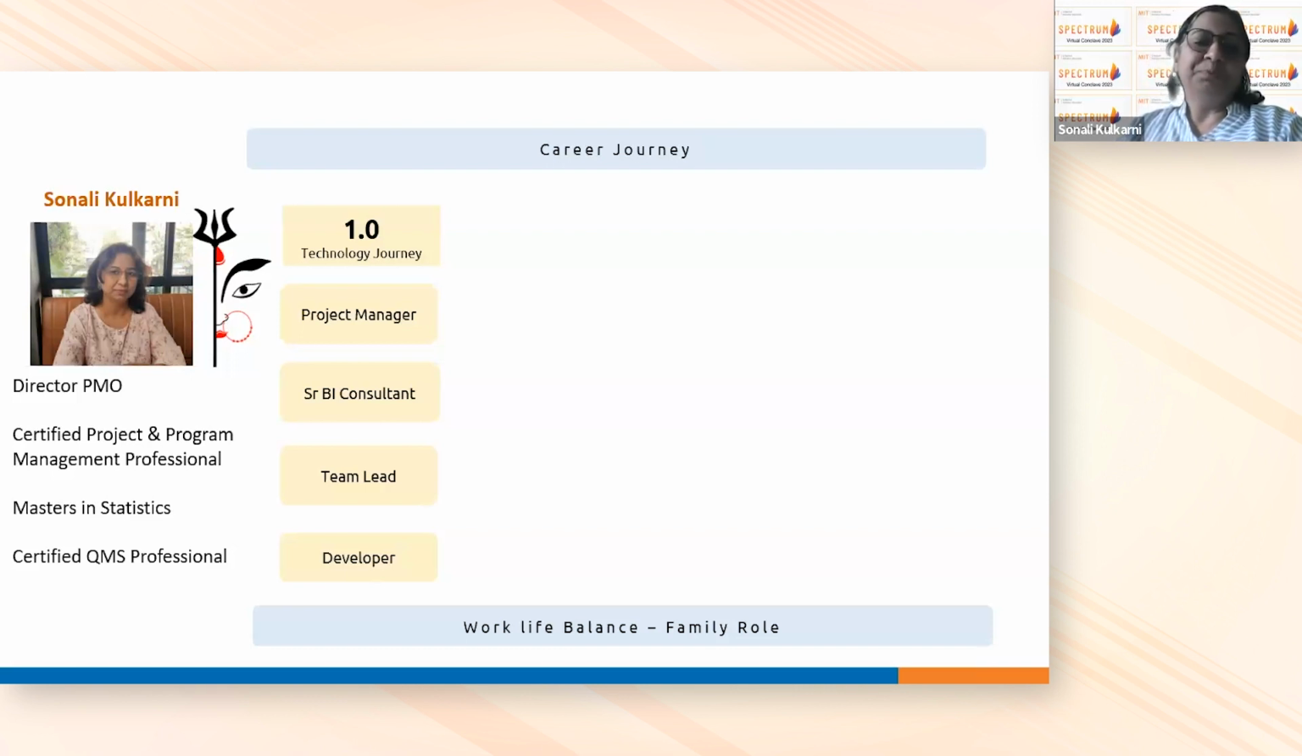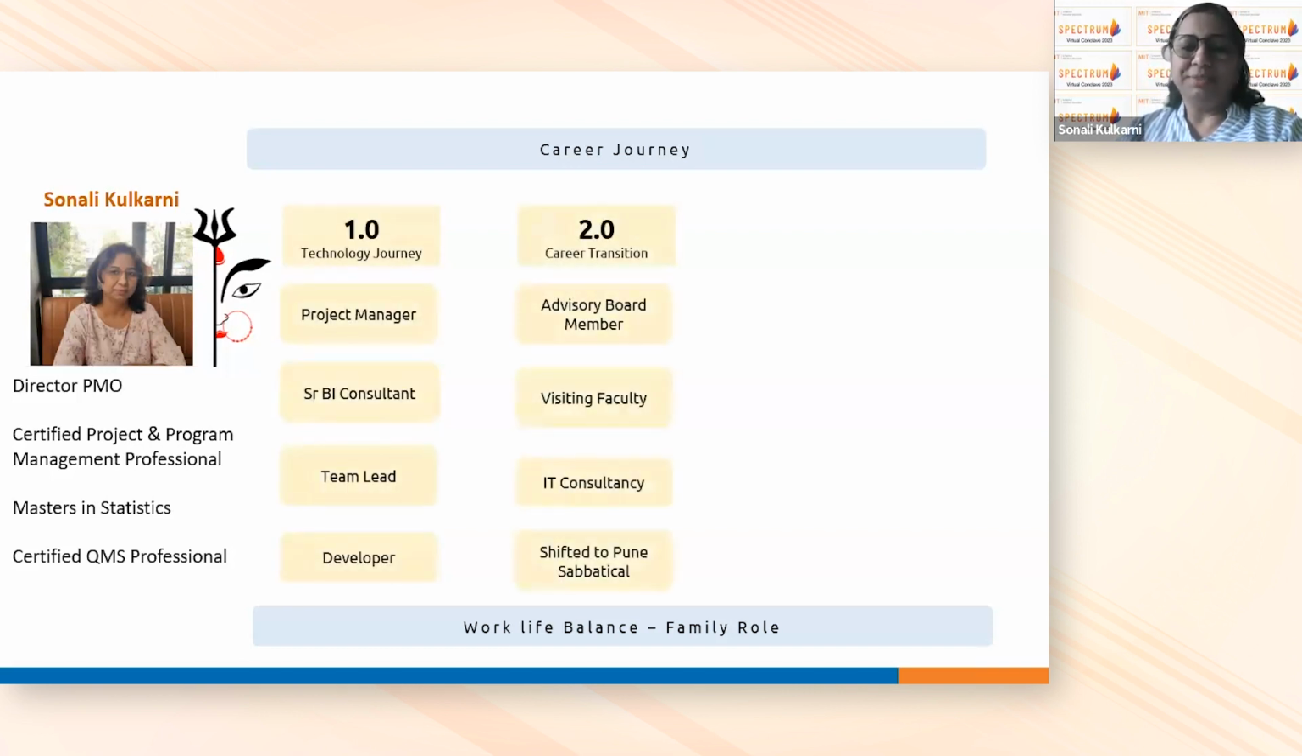And of course, during this journey, I also had one or two career breaks. We shifted to Pune. I am originally from Nagpur, and we shifted to Pune, and I took a sabbatical for family reasons. Then I started freelancing. I was associated as a visiting faculty with various institutes and universities in Pune and around Pune.